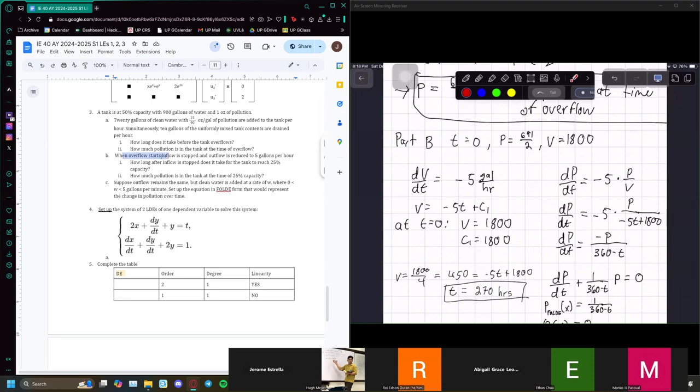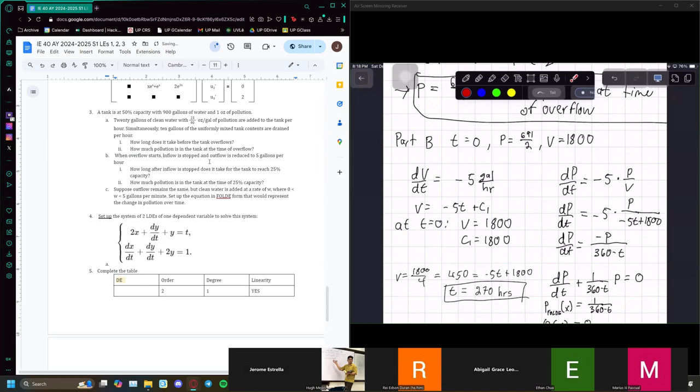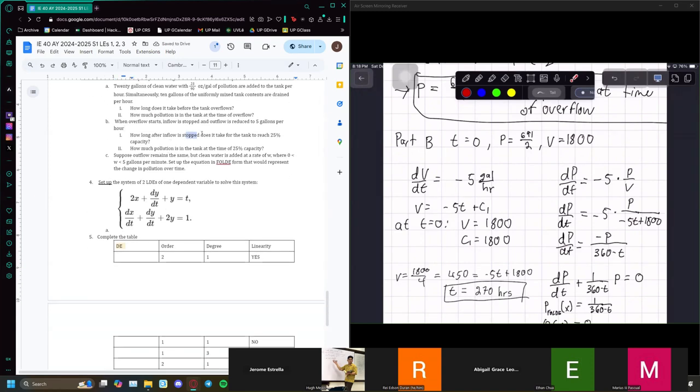Okay, so part B of problem 2, LE3. When overflow starts, inflow is stopped and outflow is reduced to 5 gallons per hour. How long after inflow is stopped does it take for the tank to reach 25% capacity? How much pollution is in the tank at the time of 25% capacity?